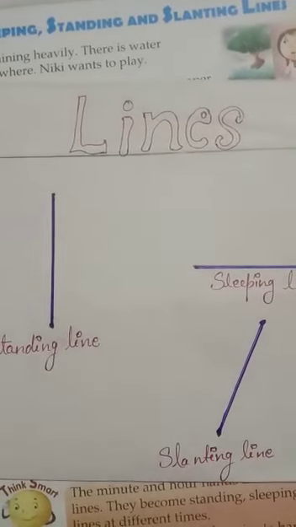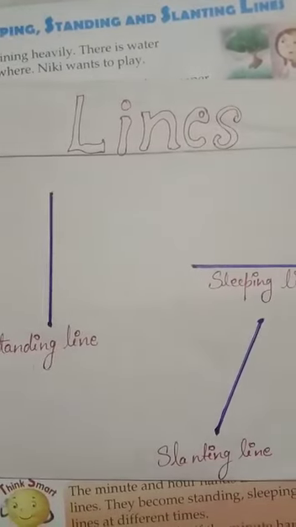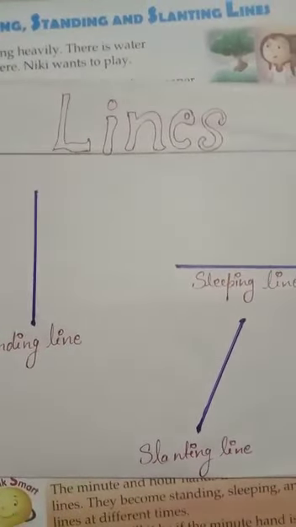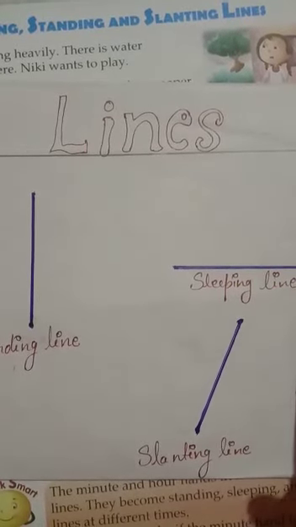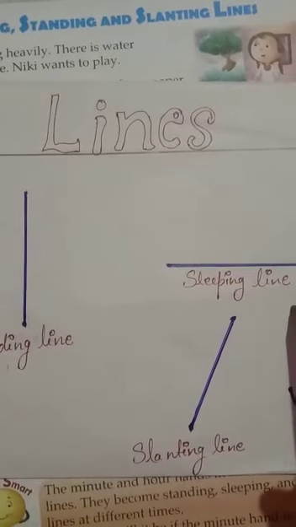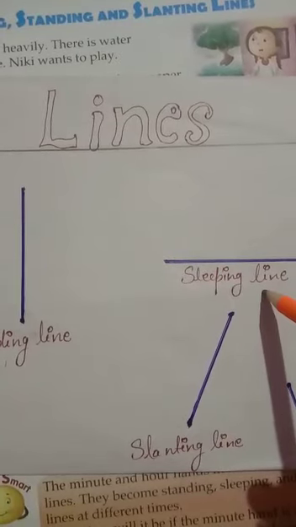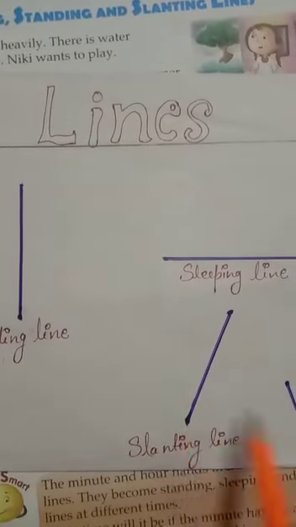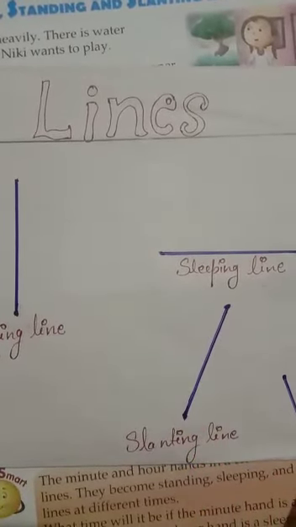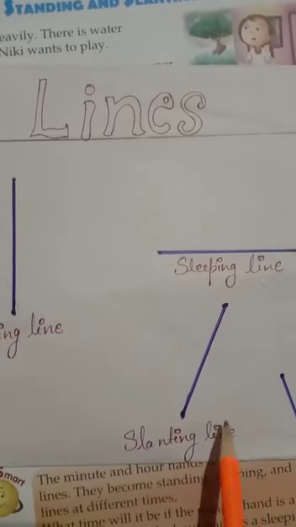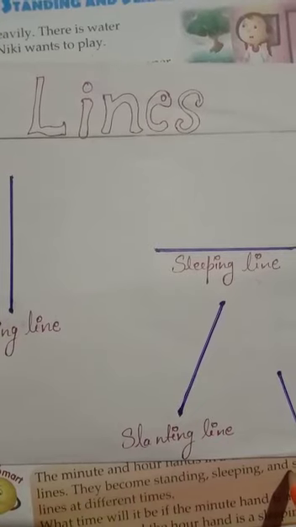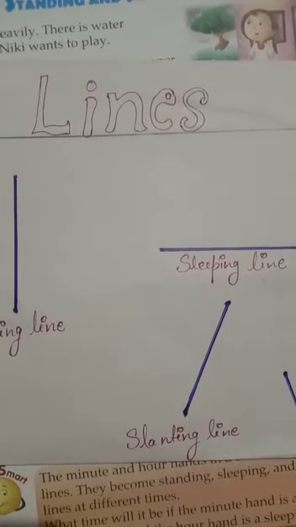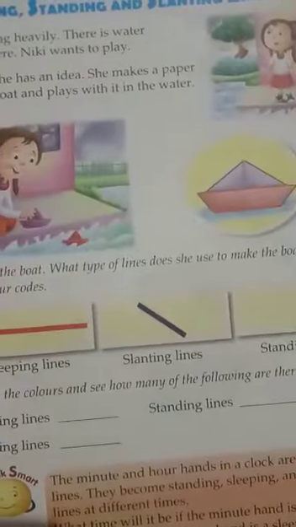Sleeping line. What is a sleeping line? A straight line is horizontal if it goes across from side to side without going up or down. It is called a sleeping line. And what are slanting lines? Lines are slanting if they don't go straight up or straight across. Okay, hope you understood. Now come to our book.